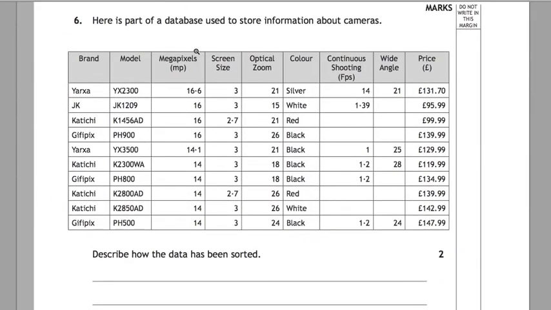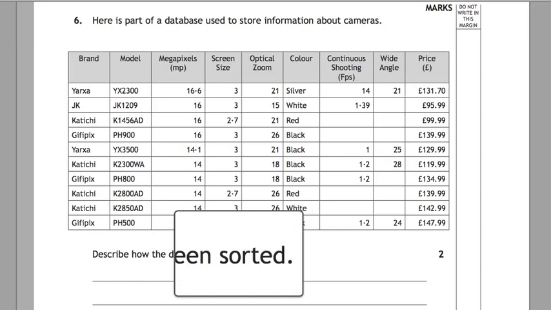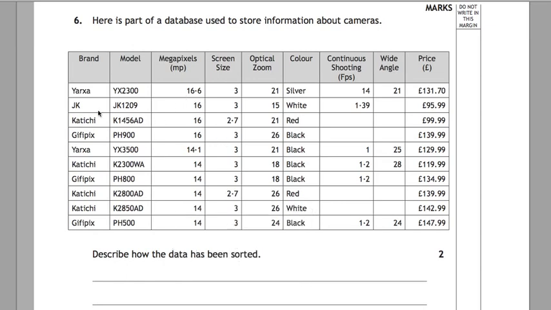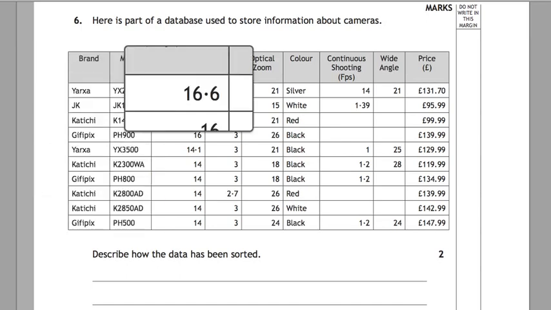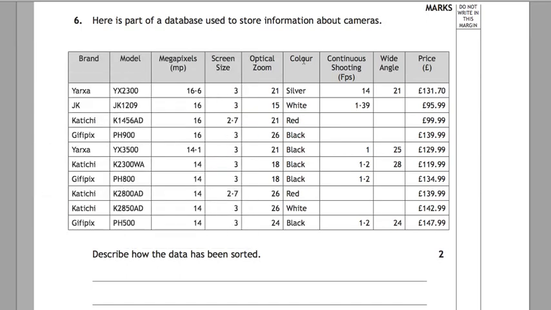Right, here's your database question, worth 2 marks. So basically it's just asking you, here's a database of cameras, and how's it been sorted? So when you're thinking about sorting, it's either going to be alphabetically, or it might be using numbers. And there's only 2 ways of sorting: ascending and descending. And just in case you've forgotten, if you're descending, imagine that's your mountain, and you're making your way down the mountain. You're making a descent, so that goes from high up to low down.